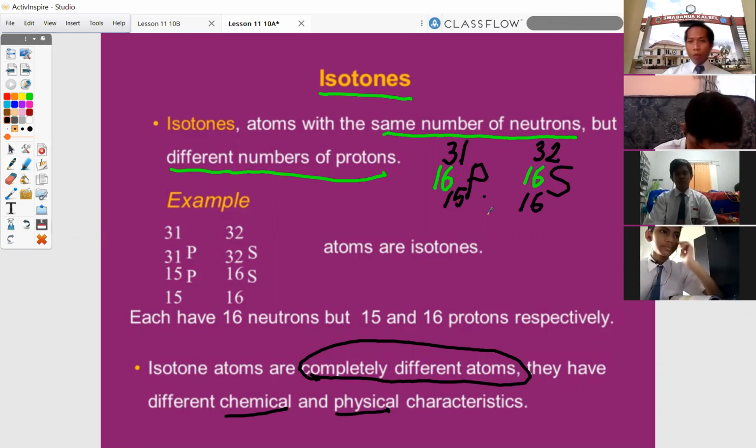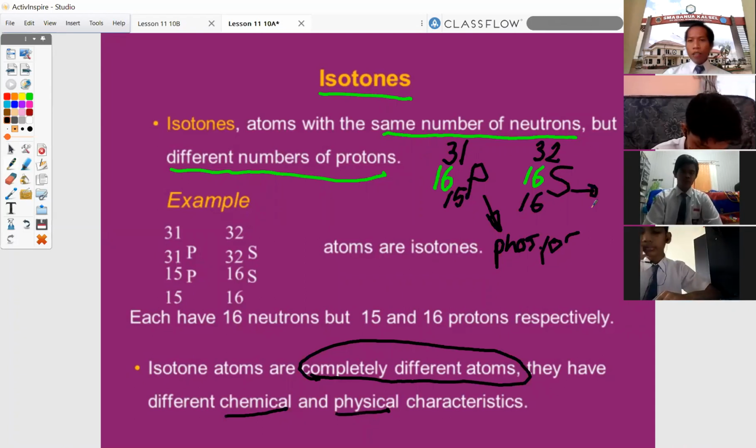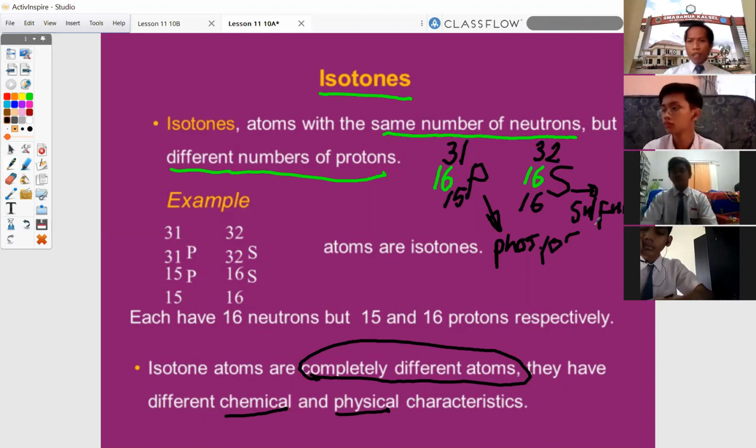One of them here is phosphorus. So that's why this will be different, because this is phosphorus. And one of them here is sulfur. So sulfur and phosphorus are different, so that's why they have different chemical and physical properties. Okay, is that clear?